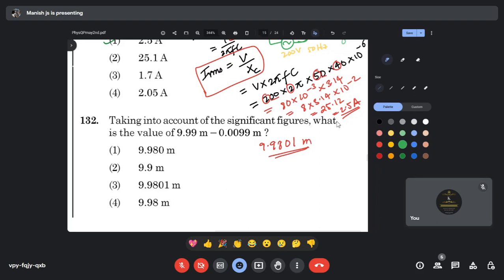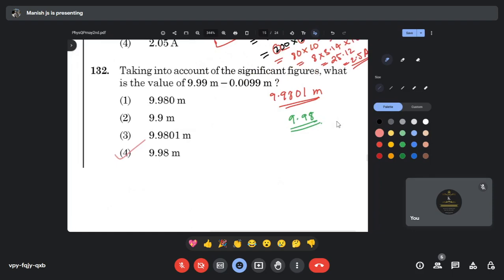So the answer should have the correct number of significant figures. The accurate number is going to be 9.98. Don't go for approximation. So the fourth option only, 9.98. That's it. Simplify and get the answer.